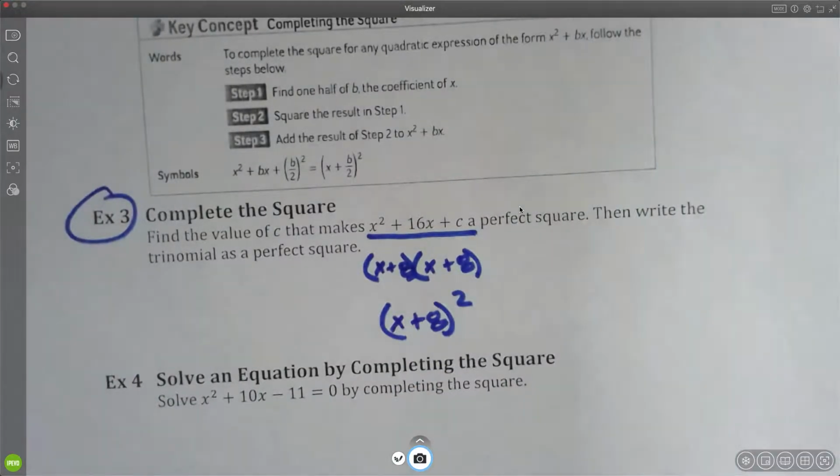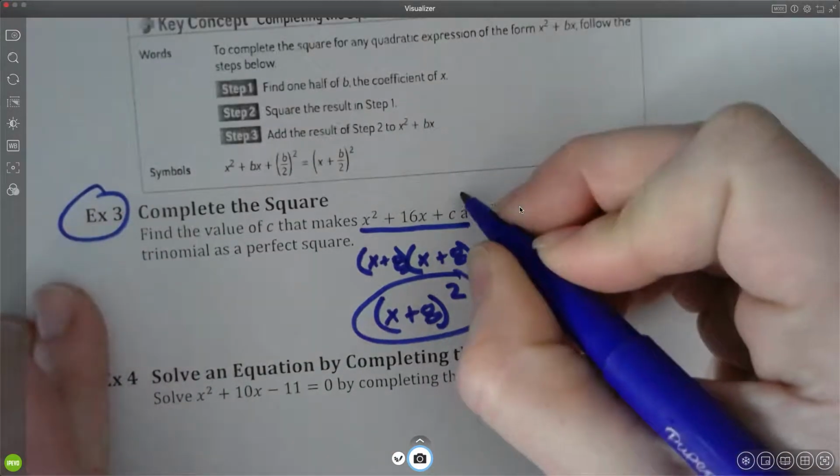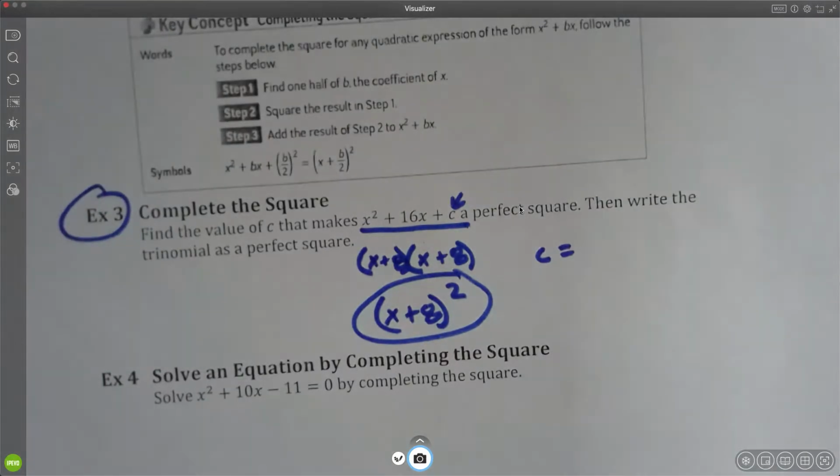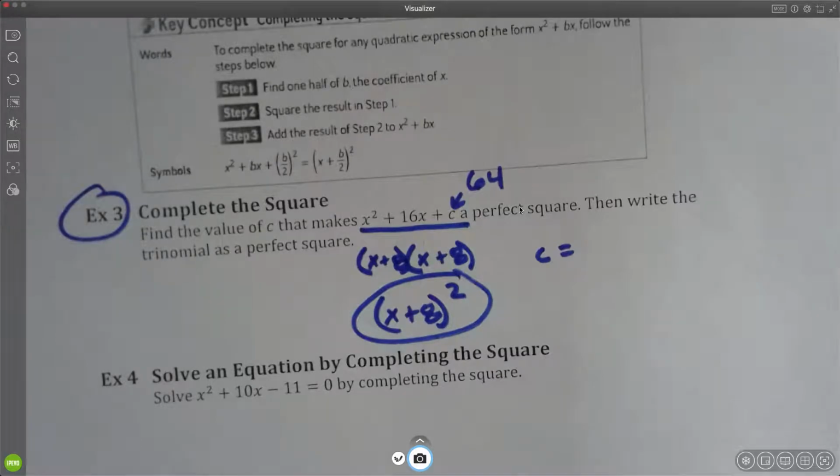They want this part, but then they're saying, okay, what does c have to be? Like, what would this number be right here? 64. That guy would be 64 because 8 plus 8 gives you 16, but 8 times 8 gives you 64. Does that make sense? Okay, so let's come up with a formula, kind of.